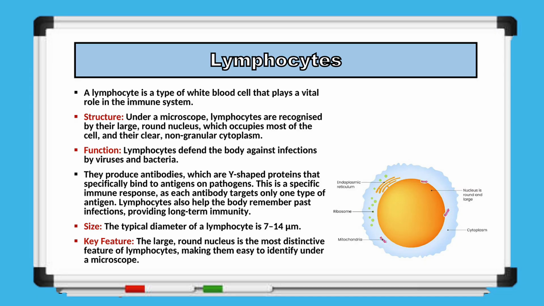In terms of size, lymphocytes typically measure between 7 and 14 micrometers in diameter. Their most distinctive feature is their large, round nucleus, which makes them relatively easy to recognize under the microscope.